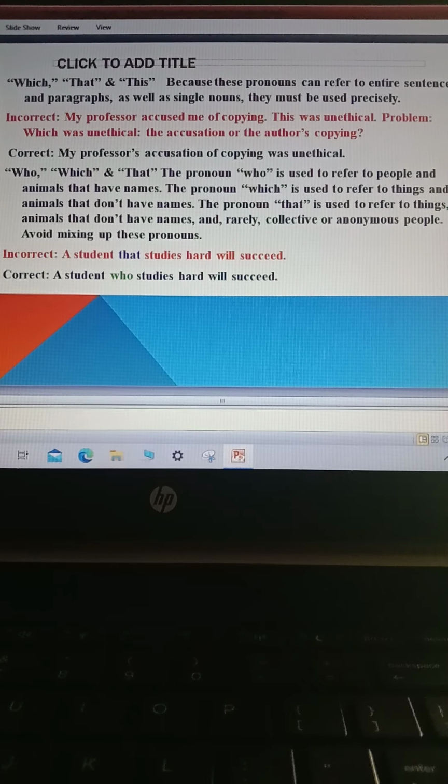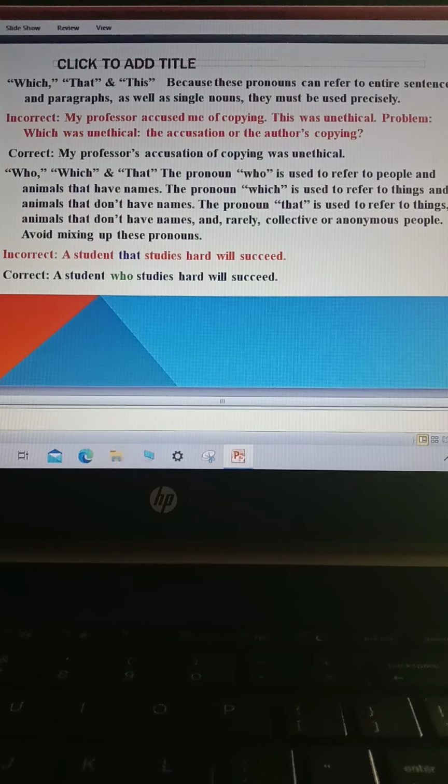Here the problem is what is unethical. This does not make clear what is unethical. Here I ask you, or it is a question for yourselves: was the accusation or the copying the thing that was unethical? Here with this, you should make clear what this means. The correct answer, you see: my professor's accusation of copying was unethical.